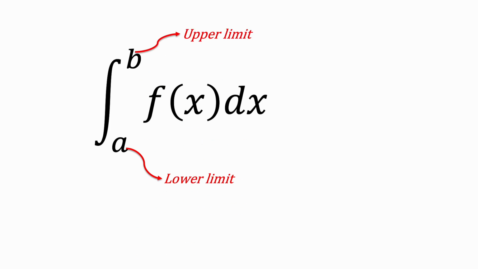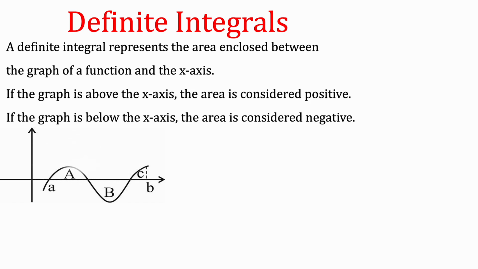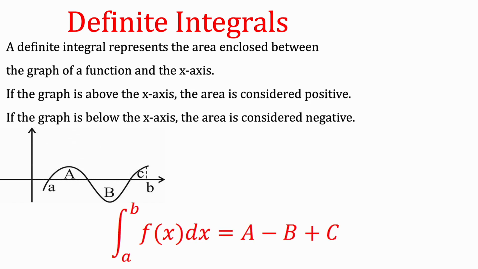Now, let's go over its rules. Consider the definite integral from a to b of f of x dx. As you can see, three different regions are formed here. They are labeled as capital A, capital B, and capital C. For regions A and C, since they are above the x-axis, we assign positive values to their areas. But for region B, since it is below the x-axis, we assign a negative value. Excellent.